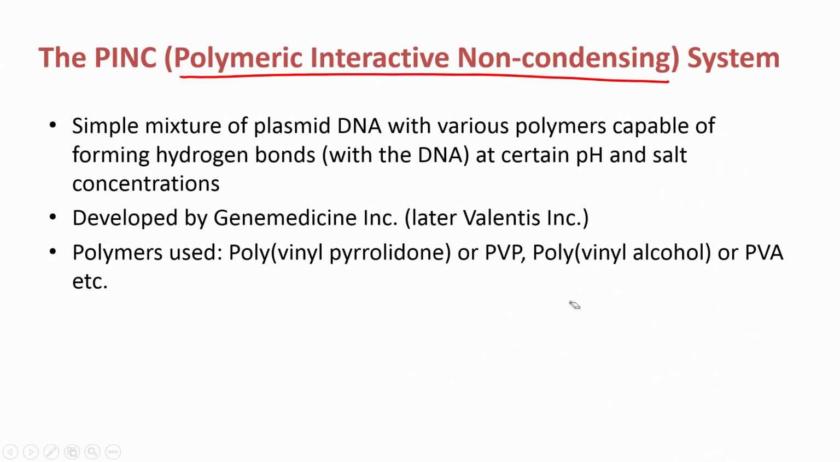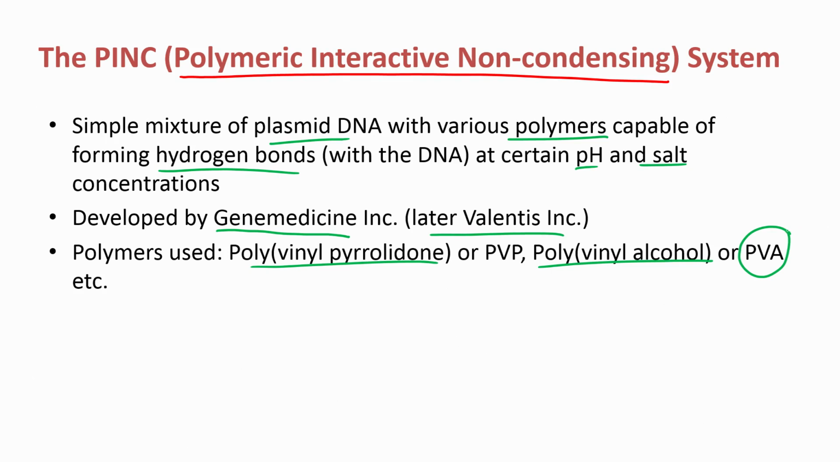It is just a simple mixture of your plasmid DNA with various PINC polymers, and these polymers are capable of forming hydrogen bonds. These are weak bonds at a certain pH and salt concentration, and as the pH and the salt concentration change, these hydrogen bonds will also cease to exist. As I said, these were developed by this company called Gene Medicine, which was later known as Valentis, and the polymers that were used here were polyvinyl pyrrolidinone, or PVP, and polyvinyl alcohol, or PVA. These polymers were widely used for this, and they are not heavily ionically charged.